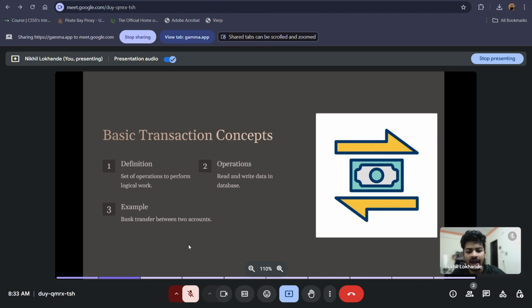Let us suppose I have to send money to some account. So that transaction of sending money from my account to someone else's account is a transaction. So the money from my account will first get deducted. It will get credited into someone else's account. That is a basic example of a transaction.